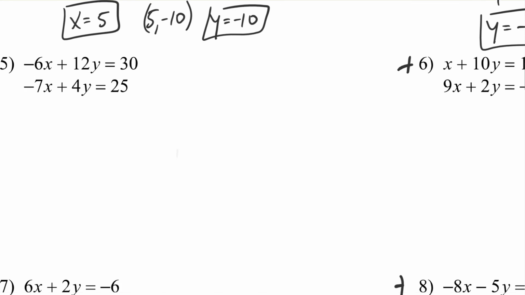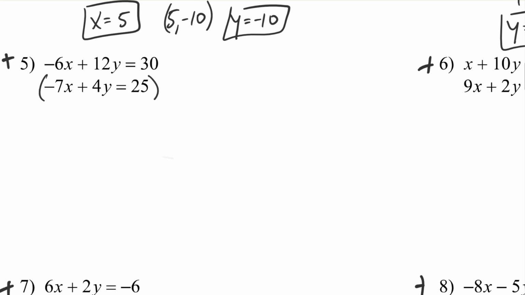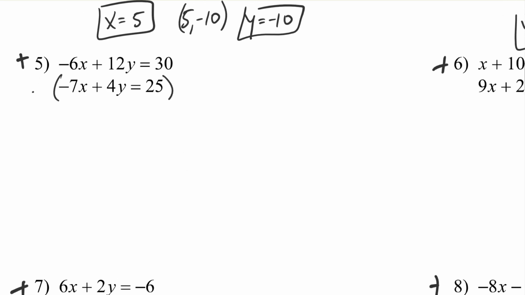Number 5. Well, let's try and make, I see that 4 will go into 12, right? So let's make negative 12. So what would I have to multiply this equation by? I'd have to multiply it by negative 3, right? And I'm going to write my answer over here. So negative 3 times negative 7x makes 21x. Negative 3 times 4y makes negative 12y. And negative 3 times 25 makes negative 75.